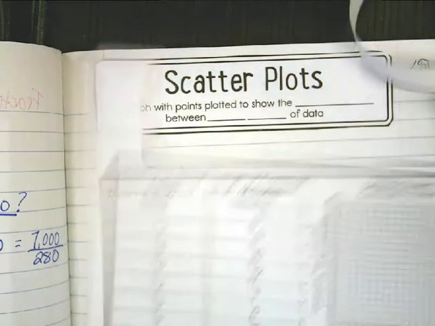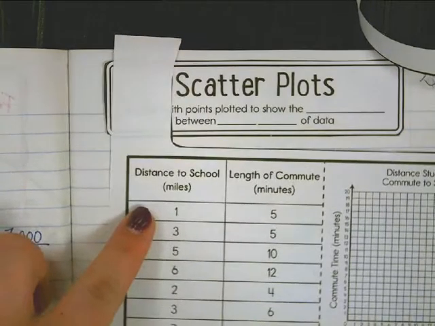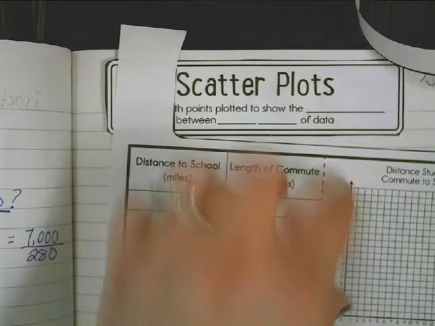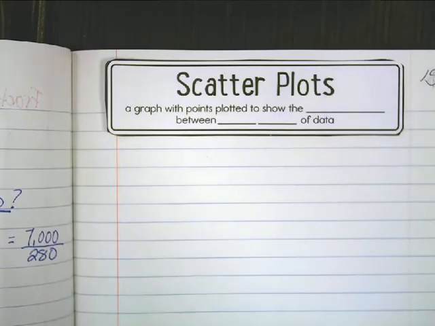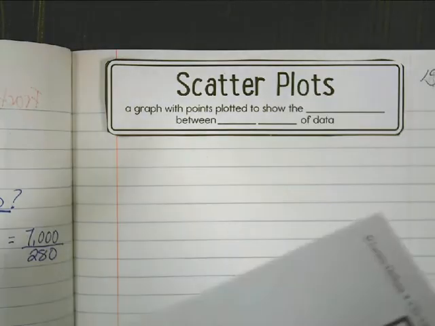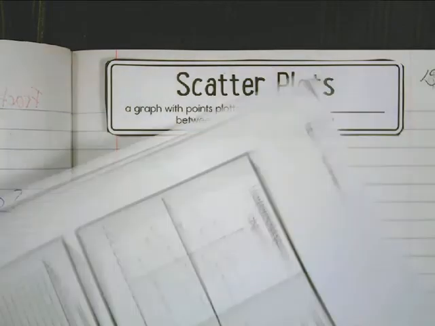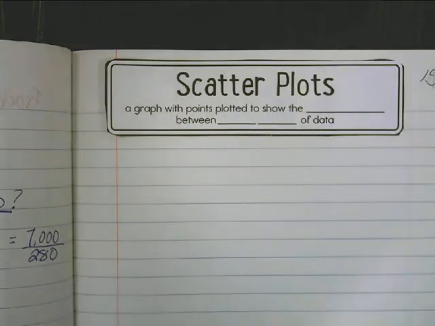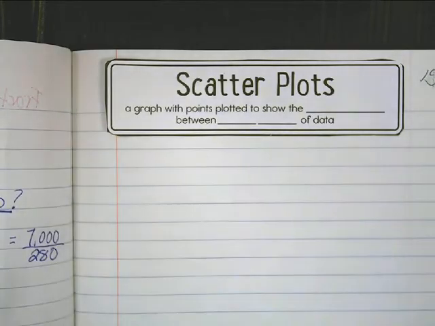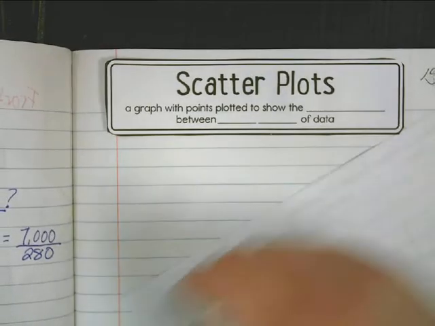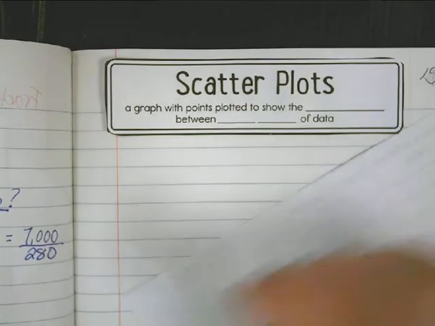The next part you're cutting out is where it says distance to school in miles, length of commute in minutes, and then the graph, cutting the whole thing out on the solid line. And you are gluing that still on page 15 right under the title.